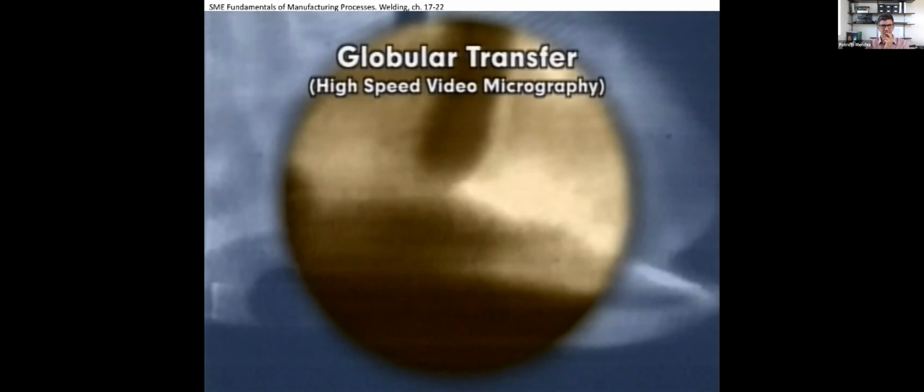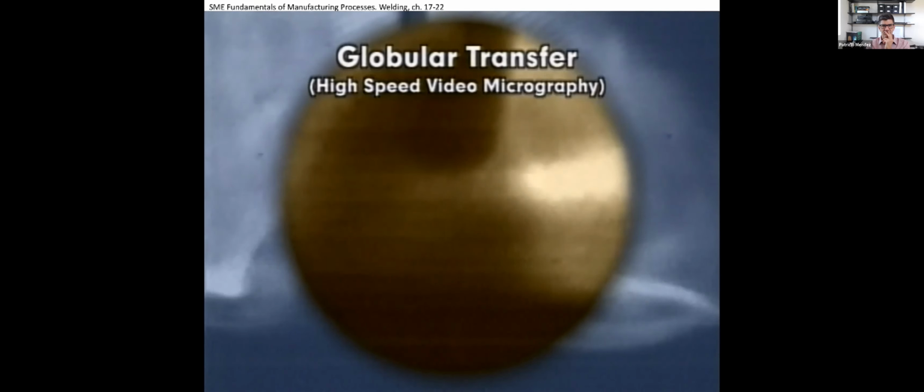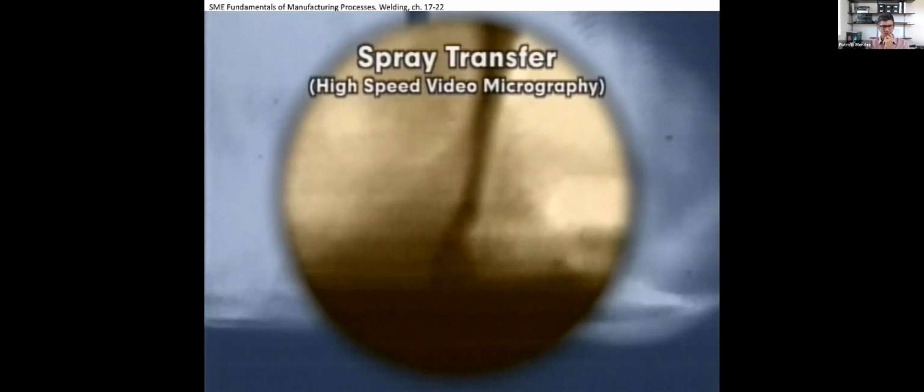The short-circuiting transfer mode is generally suited for joining thin sections, bridging large root openings, and for welding in all positions. The globular transfer mode is characterized by drop sizes with a diameter larger than that of the electrode. These molten drops are easily acted on by gravity, usually limiting successful transfer to the flat position. The spray transfer mode deposits small droplets of metal at rates of several hundred per second. Spray transfer requires high electric current and argon or argon-rich gas mixtures to shield the arc. Metal transfer is stable, directional, and virtually spatter-free.